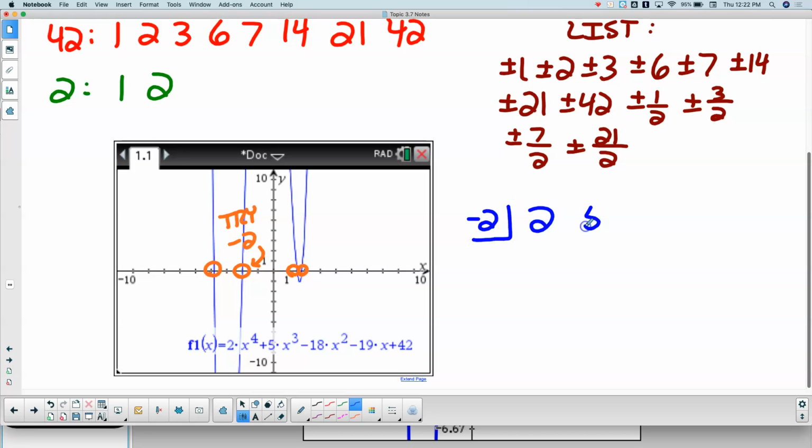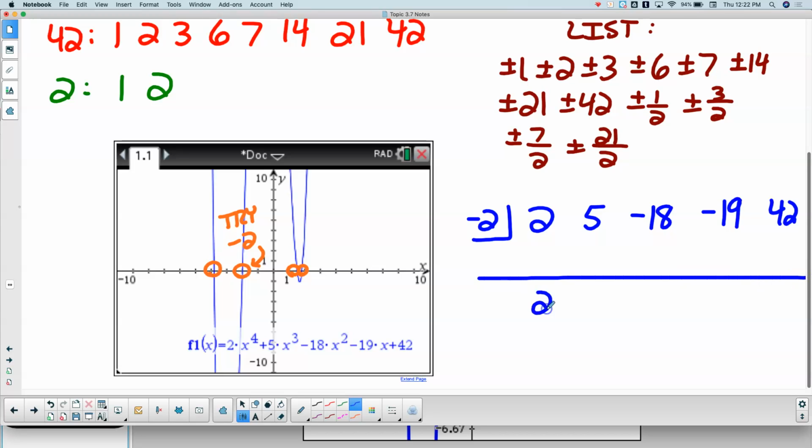-2, 5, -18, -19, 42. -2, -4, 1, -2, -20, 40, 21, -42, 0. Is -2 a 0? Yep. Yeah, -2 is a 0.